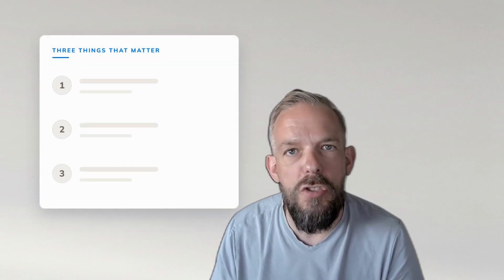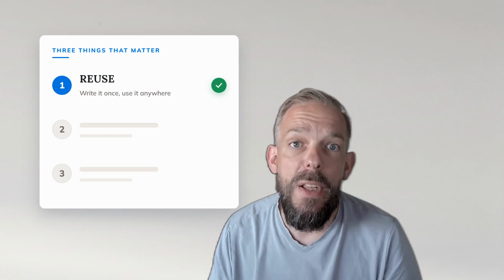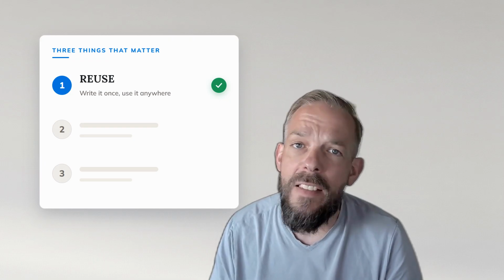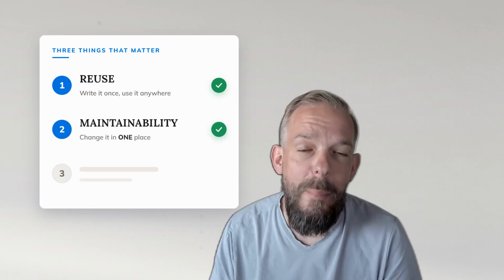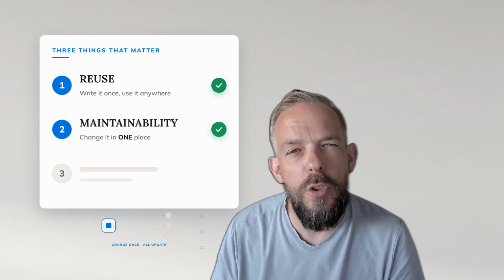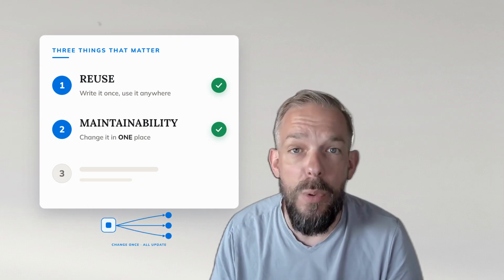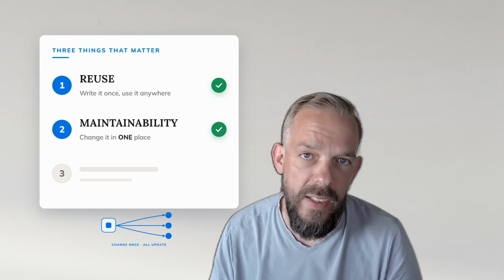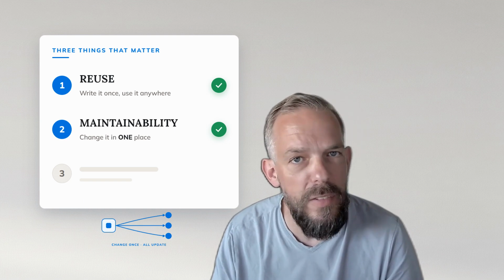And it's not just about saving a bit of typing. It buys you 3 things that genuinely matter. Number 1, reuse. You build it once and you use it in as many places as you like. Number 2, and this is the big one, maintainability. When something has to change, you change it in exactly one place. And every workflow that uses it updates automatically. No hunting, no missed copies, no nasty surprises 3 weeks later.